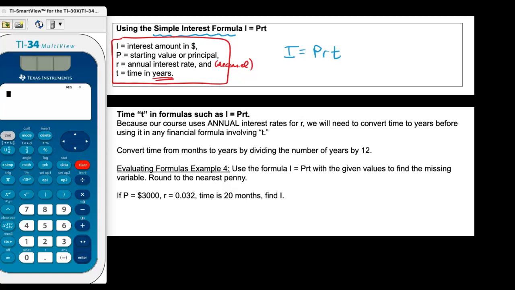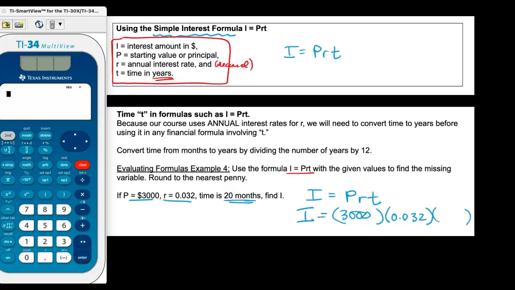So this first example, evaluating formulas, example 4, we're going to use the formula I equals PRT with the given values, and we're going to solve for I. So to do that, I'm just going to rewrite the formula. So I equals PRT, and I'm going to plug in what I know. So P is 3,000, so I plug in 3,000 for P. R is 0.032. Time is 20 months. We're going to find I.